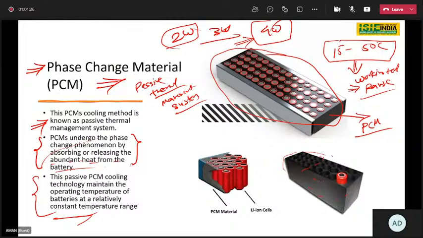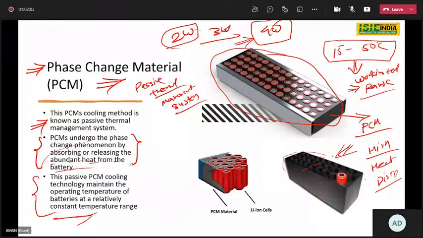Here, this is my cell, and this is the entire casing for this particular cell. This casing material is called a PCM material. So what exactly happens when I'm doing a continuous operation, say a charging process, a discharging process, or running my vehicle at a certain speed? There is high temperature, or the heat dissipation is taking place, or the rise in temperature of the cell.